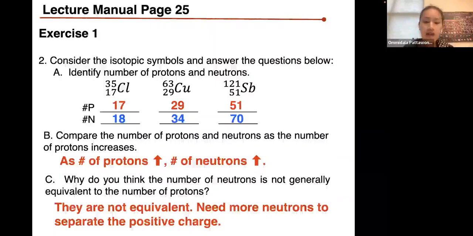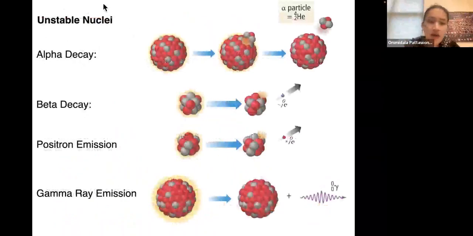If the nucleus of an isotope doesn't have enough neutrons to separate the positive charge, that nucleus would be unstable, and that isotope is going to be a radioactive isotope. The unstable nuclei can undergo several types of decay to generate more stable nuclei, and the products of this decay can be used in several applications.